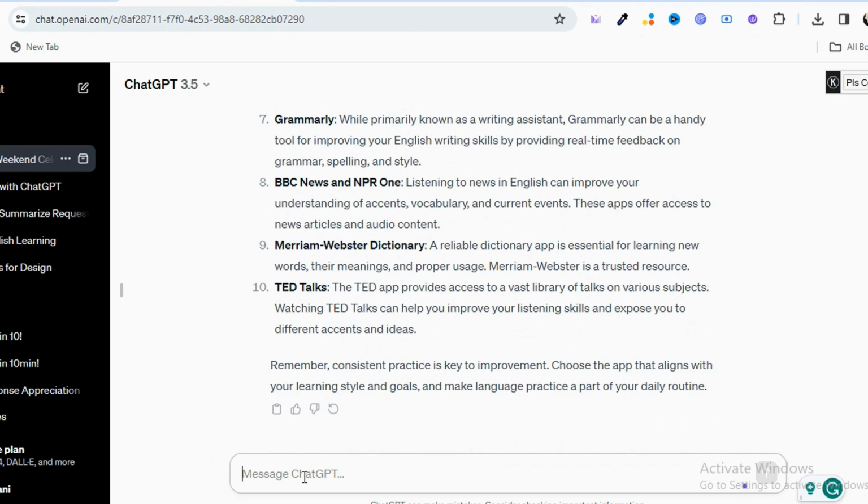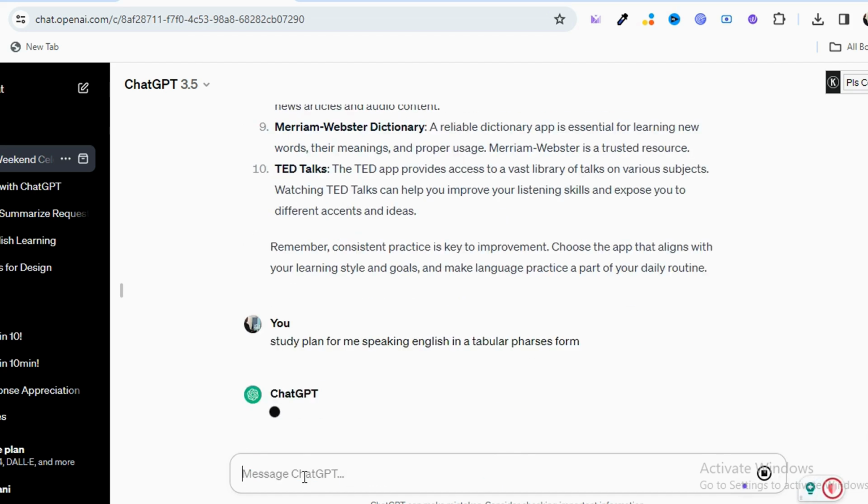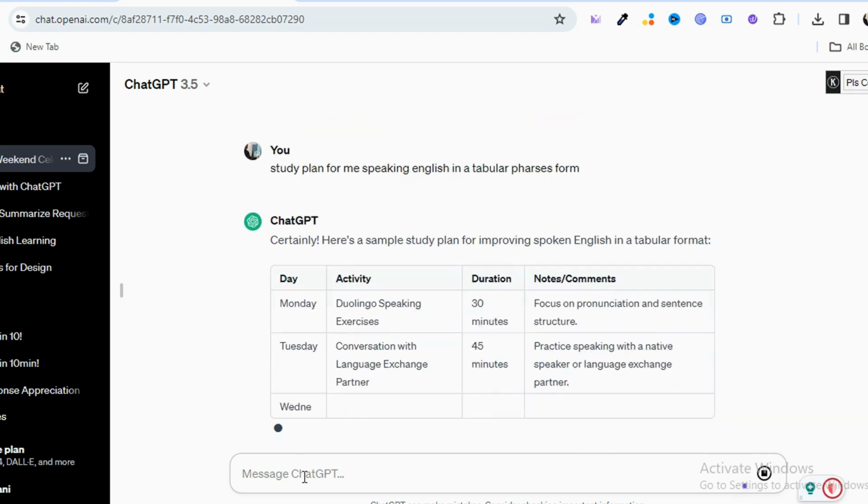And the last one is the study plan. Okay, ChatGPT, now give me a study plan. Study plan for me for speaking English in tabular form. Phrases form. Okay. Press enter. And now ChatGPT.